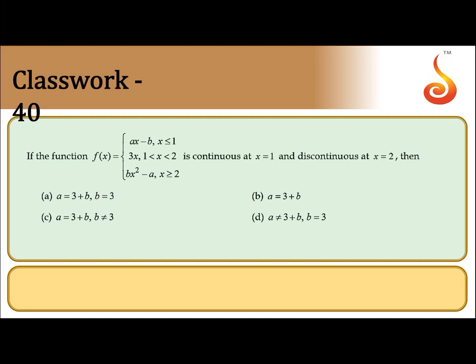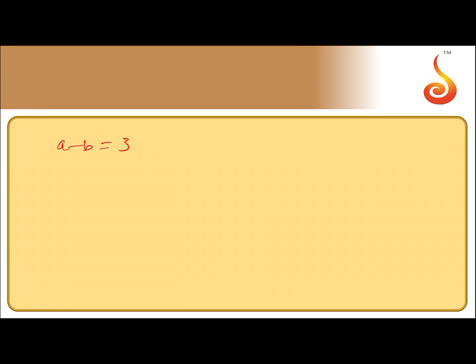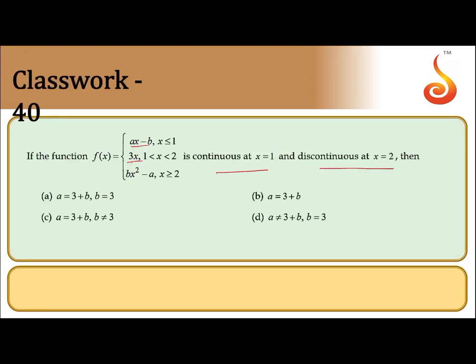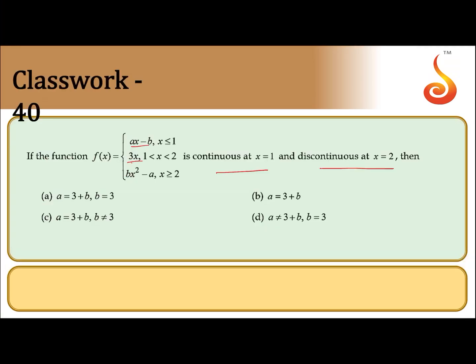Coming to the next one. f of x is equal to ax minus b divided. Of course, this is discontinuous at x equals 2 and continuous at x equals 1. So since it is continuous at x equals 1, clearly this number equals this number at x equals 1. That means when I substitute x equals 1 here, a minus b must be equal to, substituting x equals 1 in the 3x, you'll be getting 3. A minus b equals 3, therefore a is equal to 3 plus b. A is equal to 3 plus b.